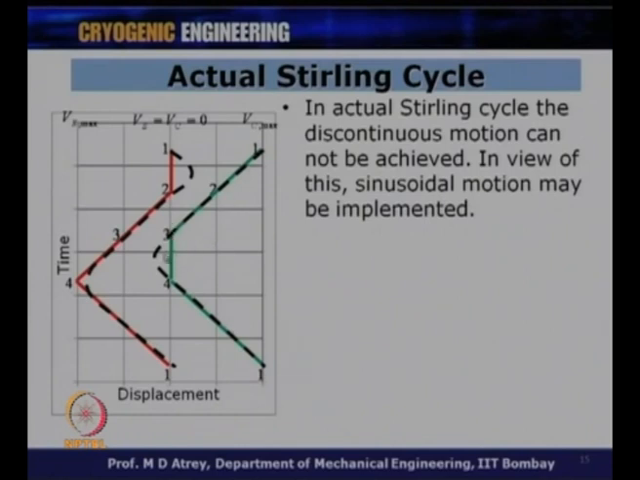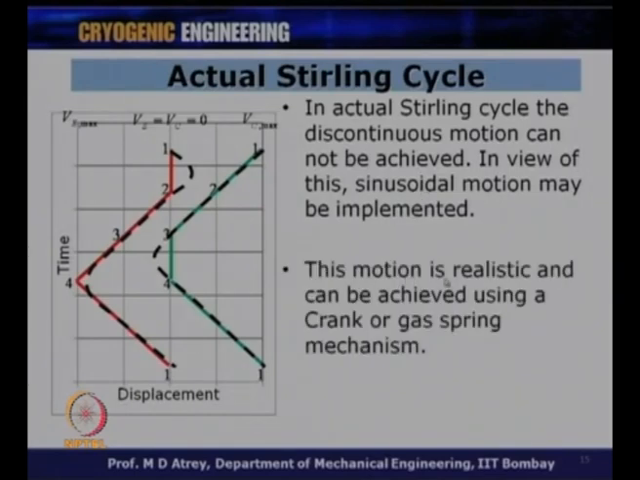What is possible is normally a simple harmonic motion or a sinusoidal motion. So, in order to realize this in practice, a sinusoidal motion may be implemented. This is a very important aberration from the ideal Stirling cycle. So, the actual Stirling cycle may not have discontinuous motion. The actual Stirling cycle may have a sinusoidal motion because that is possible to be given in actual practice. This motion is realistic.